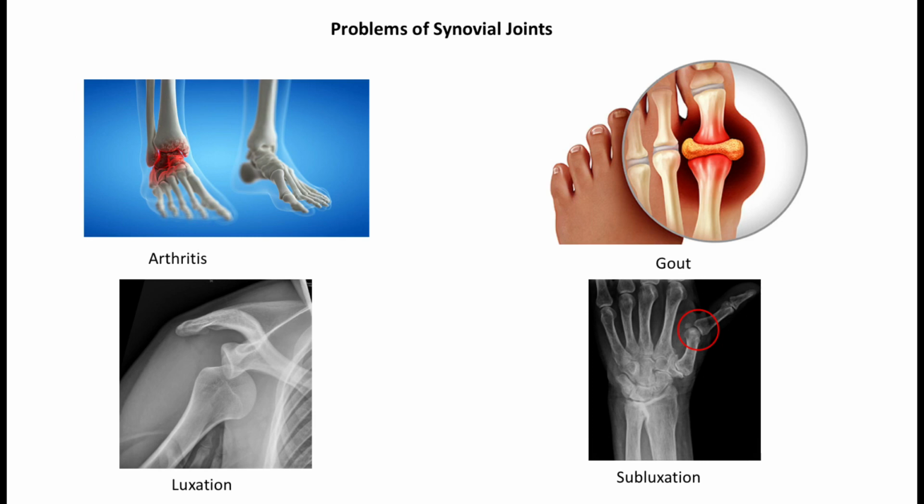Gout is another form of arthritis. It occurs when there is an excessive amount of uric acid within the body. It most commonly affects the metatarsophalangeal joint of the big toe. And finally, there is luxation and subluxation. Luxation is a dislocation of the joint which causes damage to the articular cartilage, ligaments, and the joint capsule. Subluxation is a partial dislocation where the bone is partially pushed or pulled out of place.